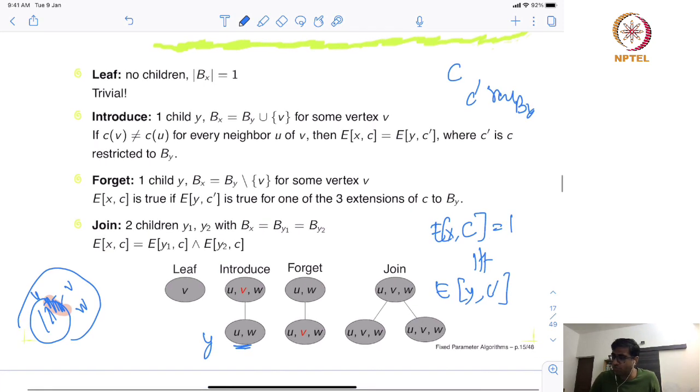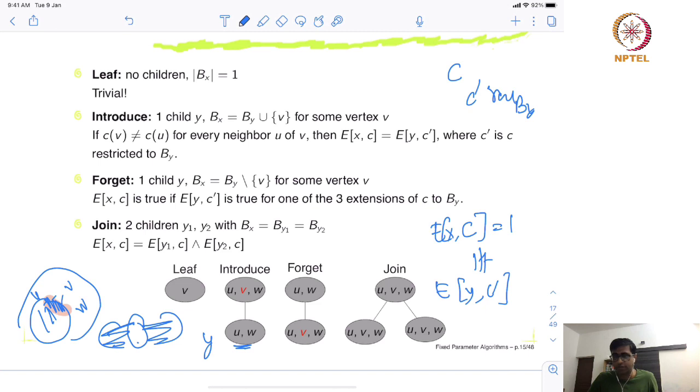And now what about a join node? What does the join node mean? Basically a join node is like this. I have a 3 coloring extension to the whole graph. If I look at the graph induced on this side and the graph induced on this side, I look at my child node with the same coloring C, Y1 C, and I ask, does that evaluate to true? Well, if that evaluates true, that is already stored here.